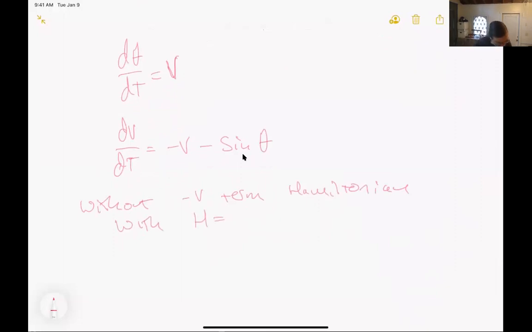And the Hamiltonian function we came up with was 1/2 v squared, minus 1/2 v squared or 1/2 v squared. Now I've gone back and forth so many times I've forgotten. What did I have before? We had minus 1/2 v squared plus cos theta.